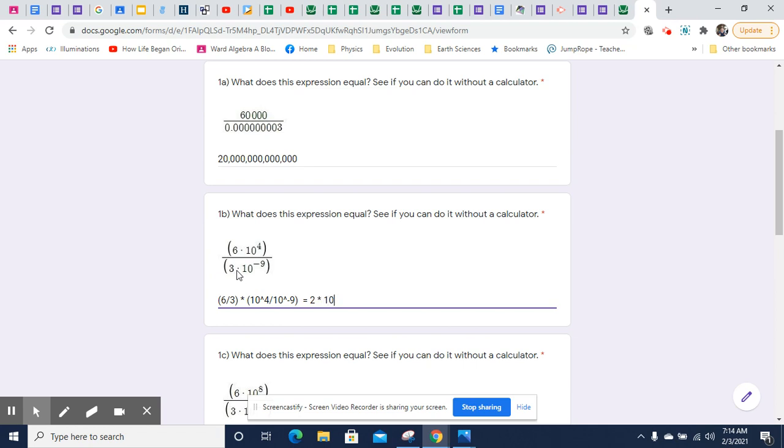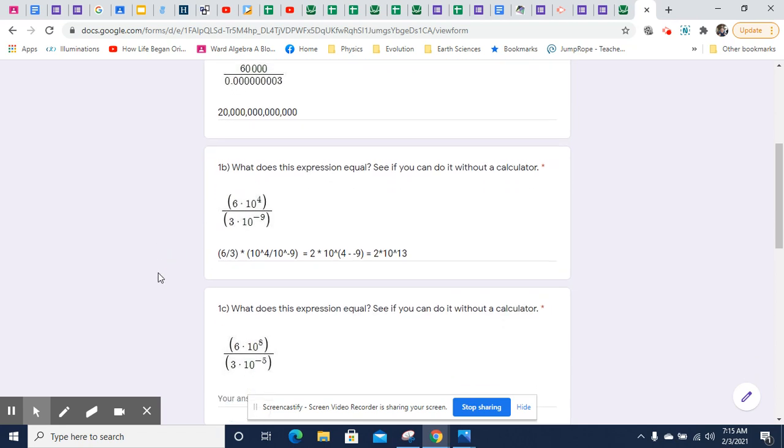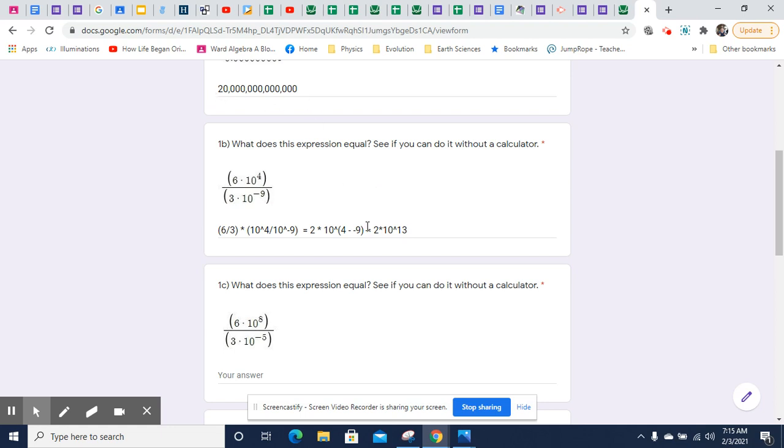10 to the 4th divided by 10 to the negative 9th is the same as 10 to the, now I'm going to put parentheses, 4 minus negative 9. And that's 4 minus negative 9 is 13. So that's 2 times 10. We put it all back together. 2 times 10 to the 13th power. And 10 to the 13th power is 10 trillion. Oh, look at that. 20 trillion. This is 2 times 10 trillion. That's the same thing.